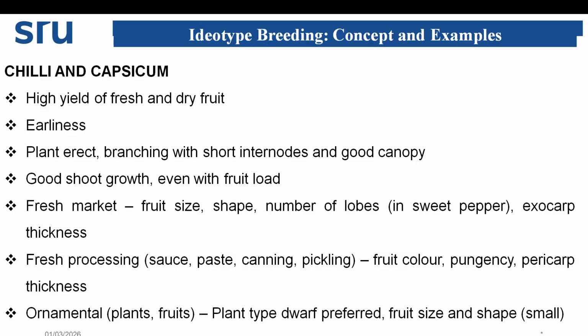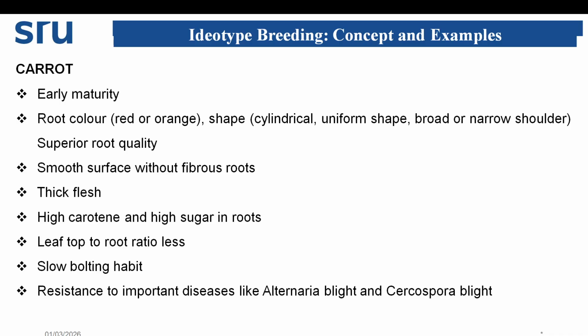Fruit color, pungency and pericarp thickness. Exocarp thickness and pericarp thickness. Dwarf plant type preferred for ornamental. Fruit size and shape is preferred, that is small one. Next, carrot.